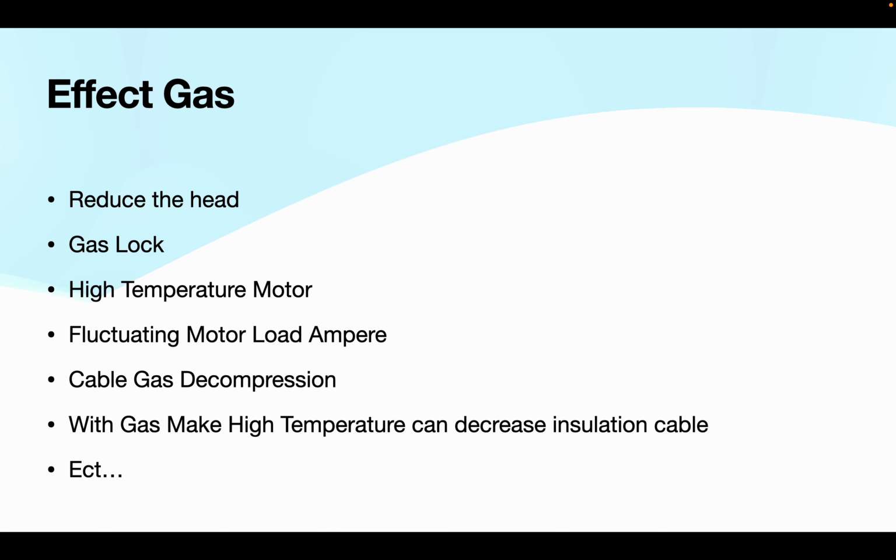Fluctuating motor load ampere also occurs because sometimes there is fluid, sometimes gas. If there is gas, maybe the ampere decreases. If there is more fluid, more water, the ampere increases. Cable gas decompression also: if a lot of gas comes inside the armor of the cable, it causes cable gas decompression.